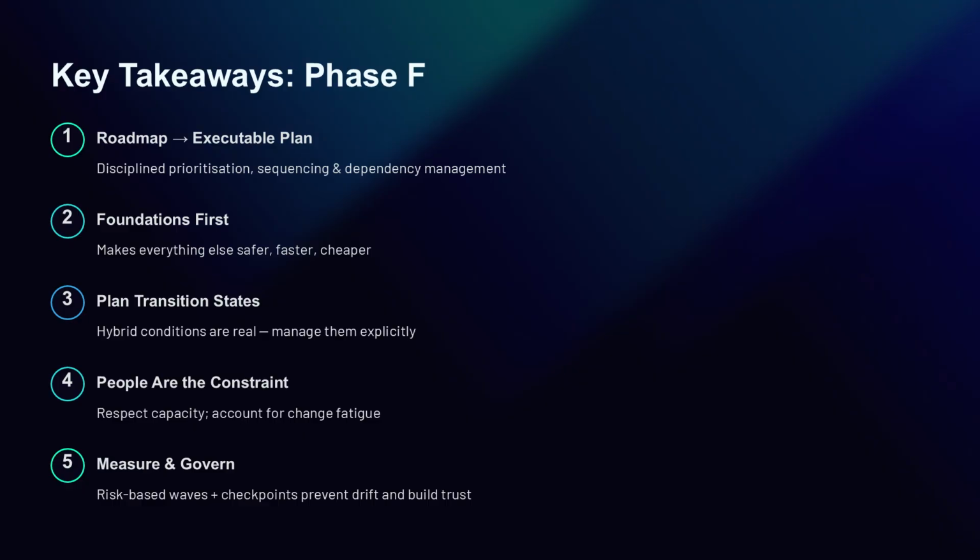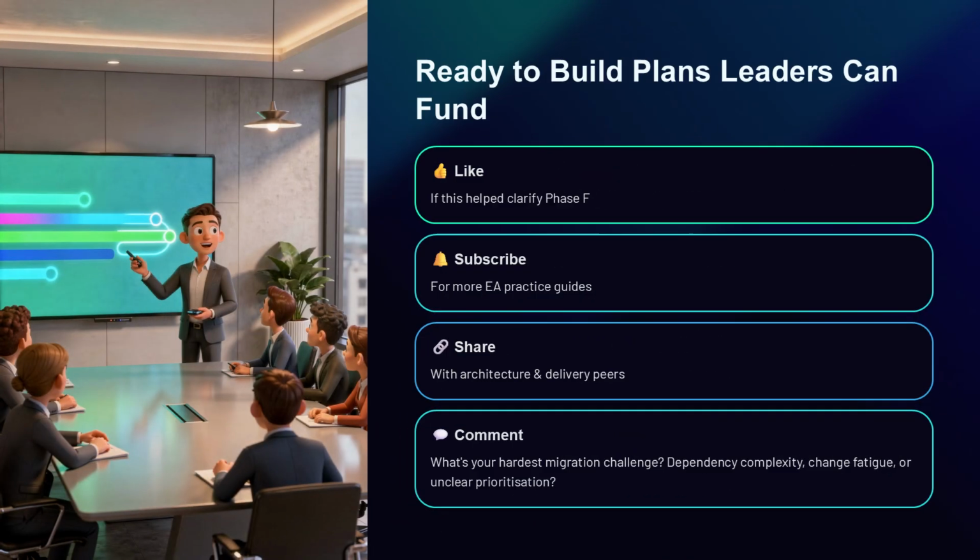You learned to account for human capacity and change fatigue because transformation is limited by people as much as by technology. You learned how risk-based migration waves deliver value progressively while controlling risk, and how measurement and governance checkpoints prevent drift and maintain trust. Now that you know how to run phase F migration planning as a practical prioritization and sequencing discipline, you are ready to create enterprise delivery plans that leaders can fund and teams can execute without breaking the business.